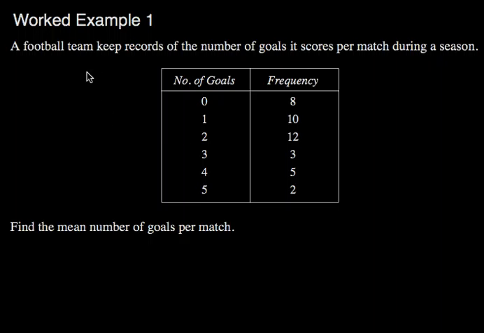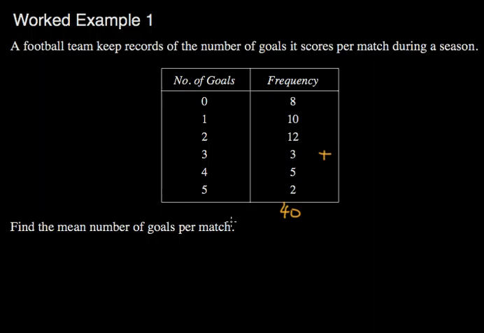In this question, we've got a table, and that's asking now for the mean number of goals per match. And this overall is the number of goals, and we have 8 teams who scored 0. There are 10 teams that scored 1, 12 teams that scored 2, and so on. Now the first question I would ask myself is how many teams are there? And by adding all these together, I would find that there are 40.